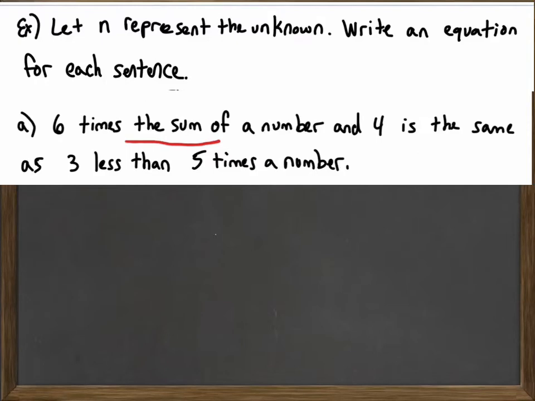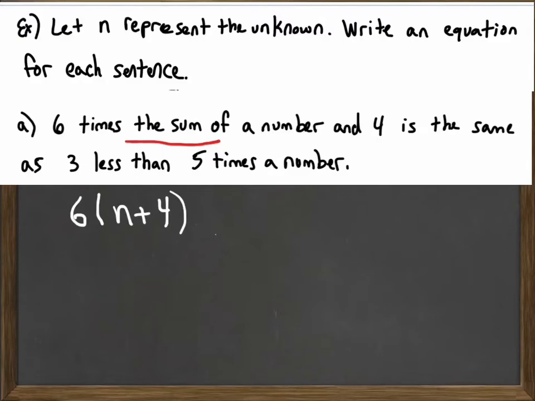6 times the sum. The sum. Okay, so that means that 6 is being multiplied times the whole addition. What's part of that sum? A number and 4. So that's going to be 6 times the quantity, n and 4 being added. 6 times n plus 4.